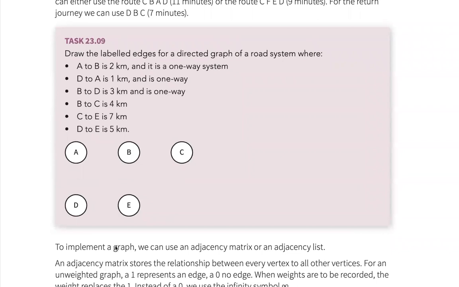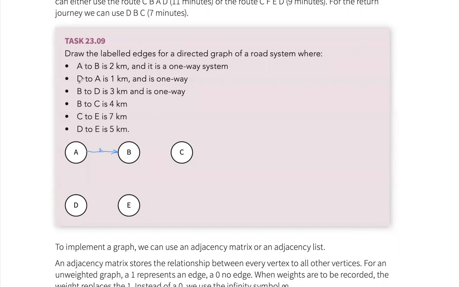The first description says that there is a path from A to B, which is 2 kilometers, and it's only a one-way system. So that means it is weighted and directed. So in this case, this is only 2. And by the way, you notice that the cost being used now is kilometers. In previous examples, it was minutes. It could be anything, just in terms of cost.